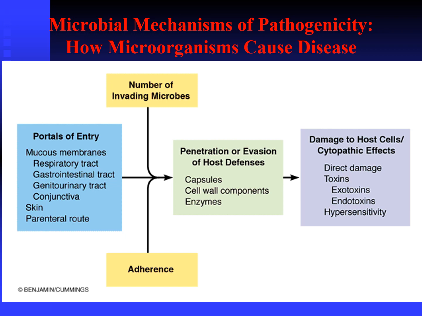The microorganism must penetrate or evade host defense mechanism. لازم microorganism يكون عنده capsule or cell wall component or enzymes حتى يسوي penetrating. The last step, the microorganism causes damage to the host cell. Either direct damage or microorganism produces toxins such as exotoxins and endotoxins or hypersensitivity reaction.